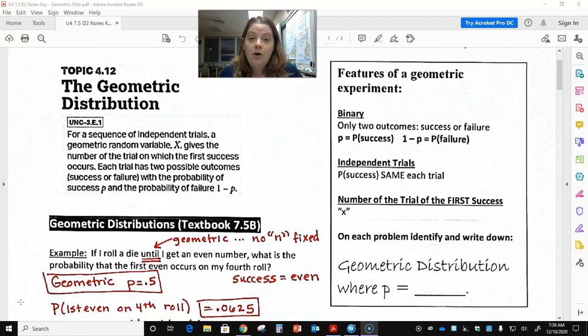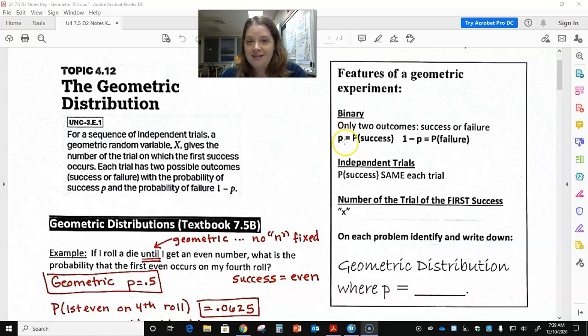In this case, for geometric, these are sometimes called waiting time distributions. And what we're really interested in is not how many successes out of a certain number of trials, but how long do we have to wait until we get a success? So it's got a lot of similar features. The first feature that's similar to the binomial distribution is that there are still only two outcomes, success or failure. So at the beginning of the problem, you know what you're counting. I'm looking for red or not red. I'm looking for even or not even.